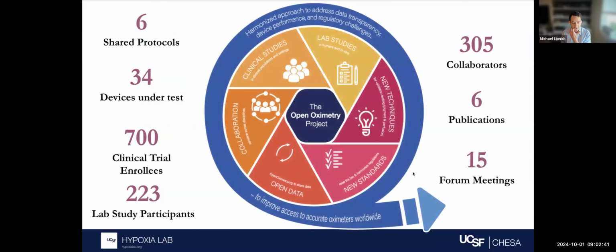As many of you know, these are the various components of the Open Oximetry project. Clinical studies: our clinical trial has finished enrolling about 700 folks here in San Francisco, and analysis is underway, and hopefully that will be coming out soon. Lab studies is really the focus of what we're going to be talking about today. We have 34 different pulse oximeters under test right now, and we'll share the results of 21 of those during the talks today.